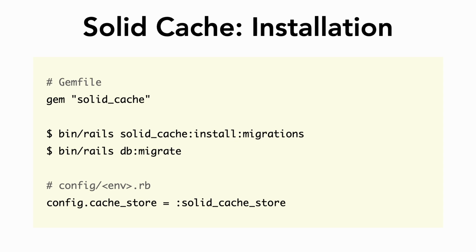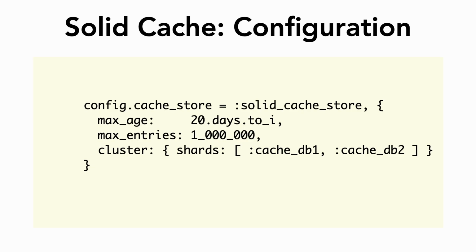So that's the aim. In this case, this is where you're putting the cache into your primary database. If you want to shard it or just put it in a separate one, you'll have a bit more work to do to set up the database in database.yml and so on. If you want, you can add some configuration. There are some other options, but these are the main ones: age, the maximum entries, and if you're sharding, setting up some shards.